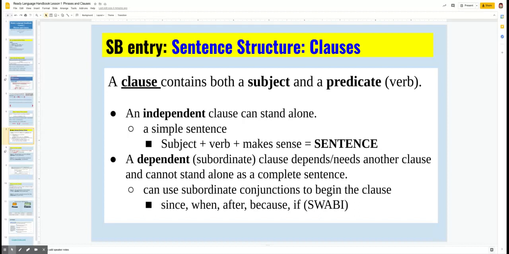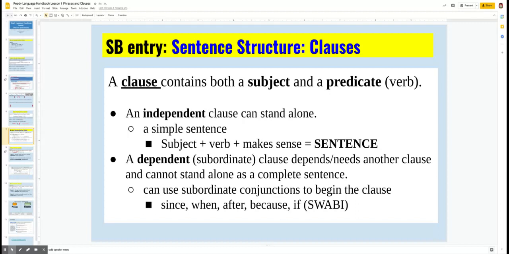Now, our other type of clause, which is a dependent clause, needs some help, which is why most children are dependents of their parents or guardians. They don't have a job, they can't pay their own bills, they don't buy their own cell phone and pay for their cell phone. They depend, which is dependent, on someone else to help them out.